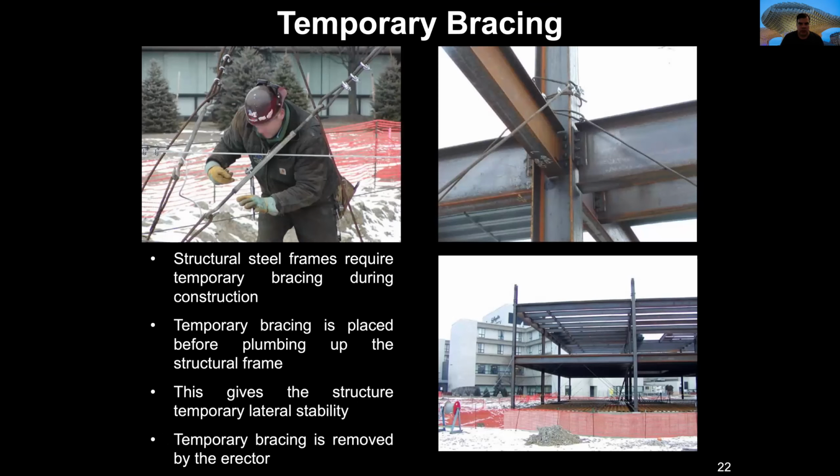When we are doing the construction of a steel building, pieces will tend to move because not all pieces are together. Well, it's important to have some temporary bracing. Those elements will allow us to plumb up the structural frame and give some lateral stability until the moment that everything is complete. And when everything is complete, we can take out these cables because all the elements are already secure.